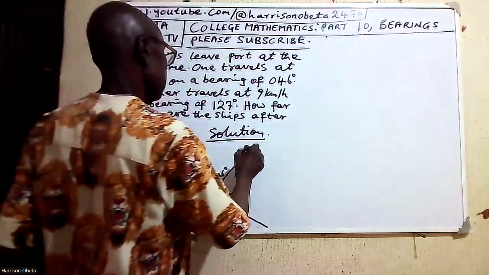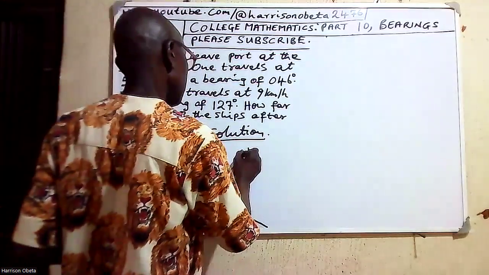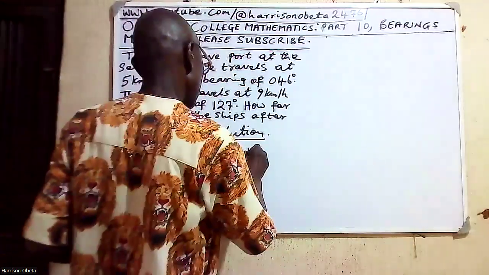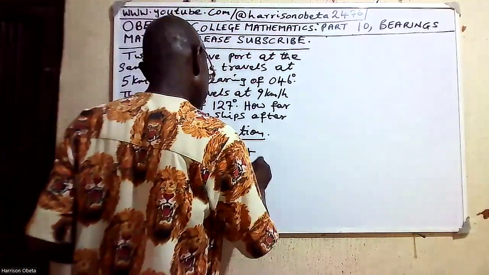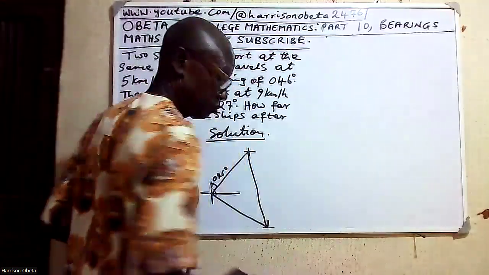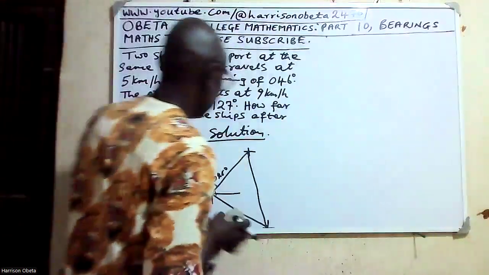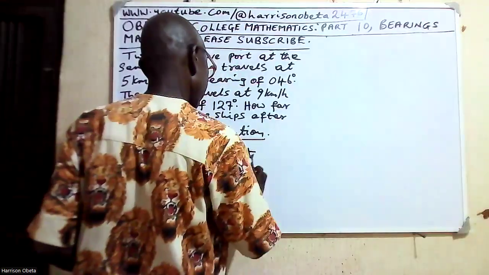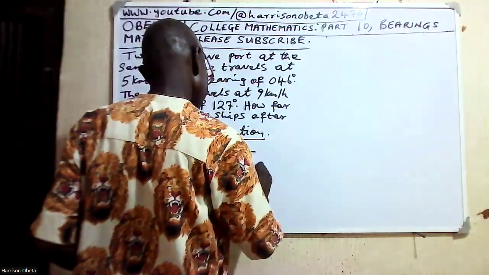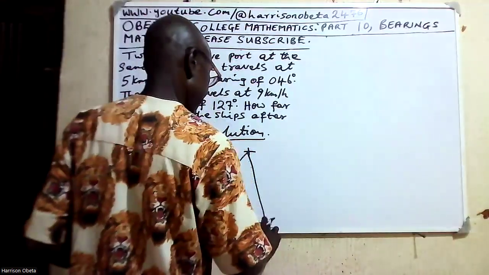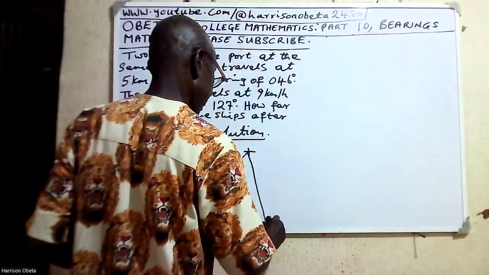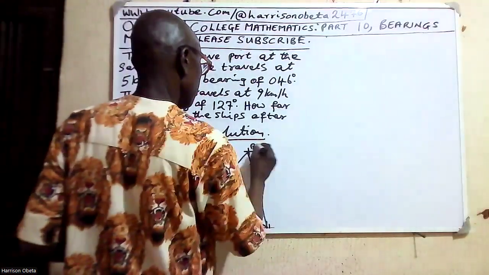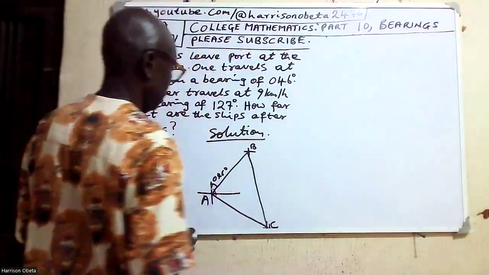And then let's take that the other one stopped here and the other one also stopped here. So we are talking of this distance. So let's take that this is our A starting point, B and C.